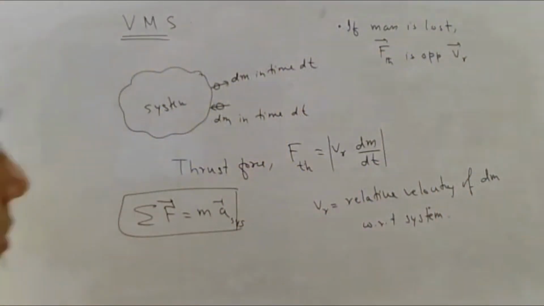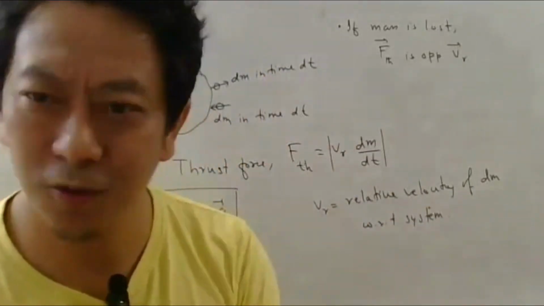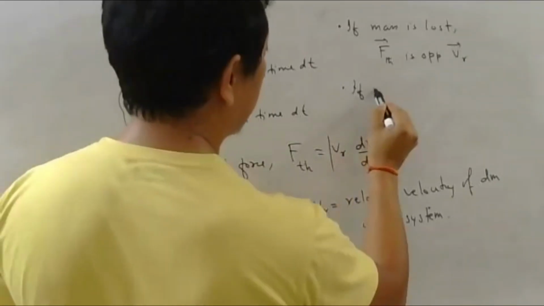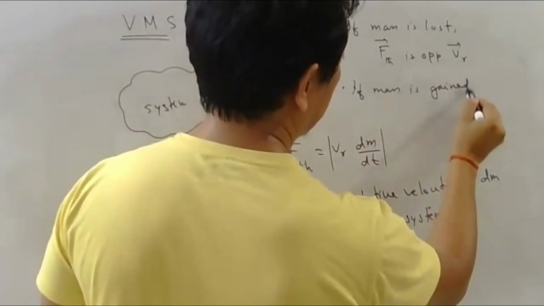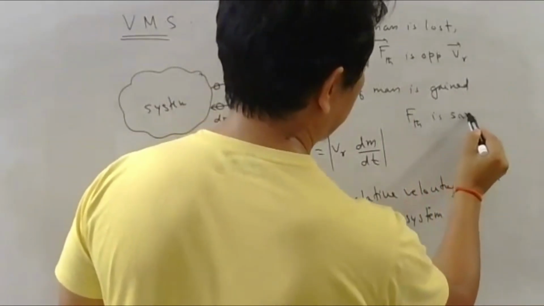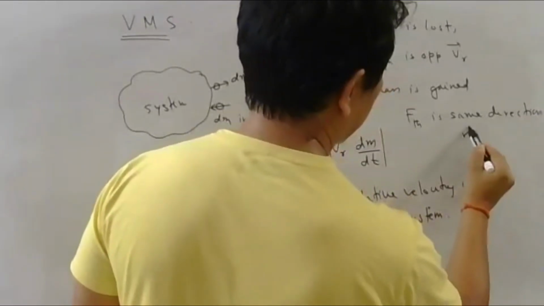Direction, okay, first you have to find the direction of relative velocity. That is easy, relative velocity you know how to find. And in those cases, if mass is gained, then thrust force should be in the same direction as V_R.